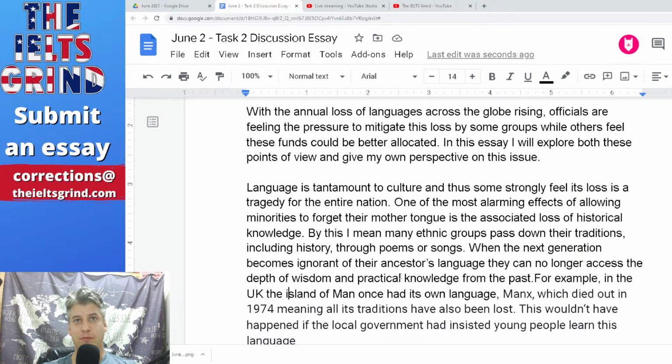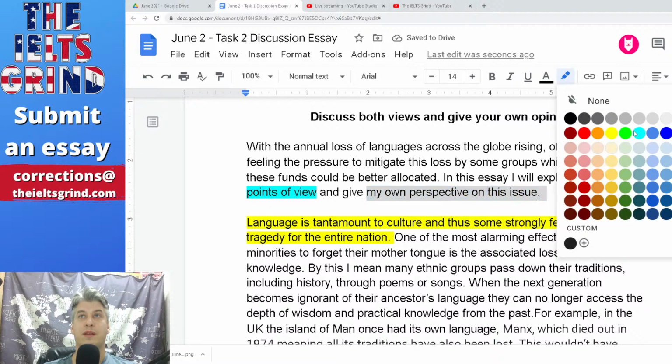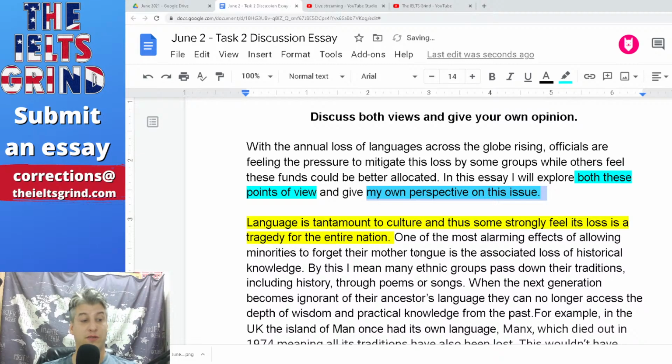Okay, so let's go through this. What did I do? Well, the first sentence here is a topic sentence. I've got three things to do, and I'm telling the reader which of those three things I'm talking about. So language is tantamount to culture, and thus some strongly feel its loss is a tragedy for entire nations. So this is obviously talking about the first point of view.